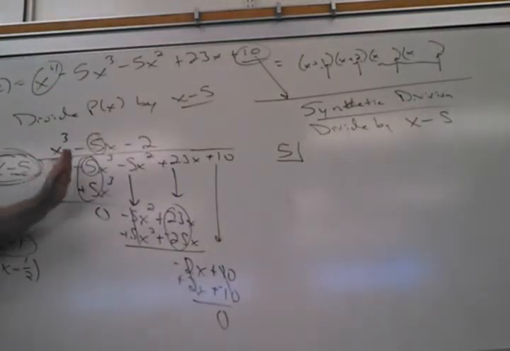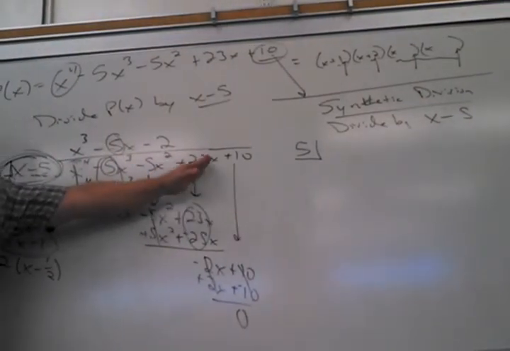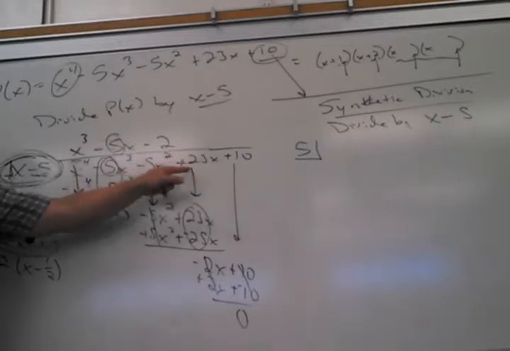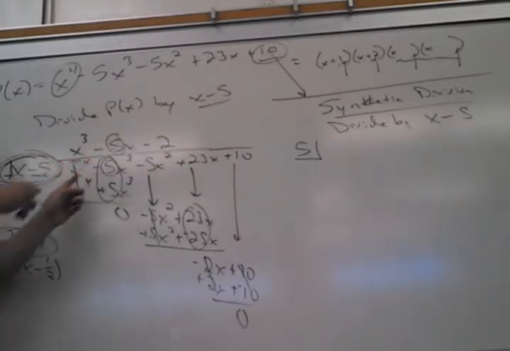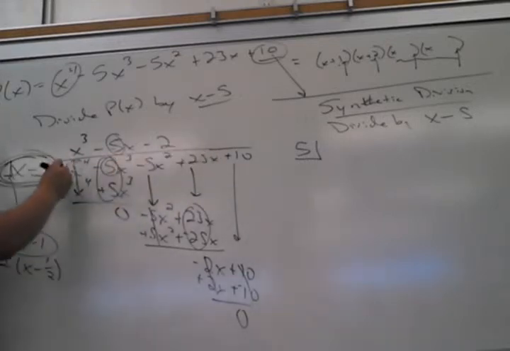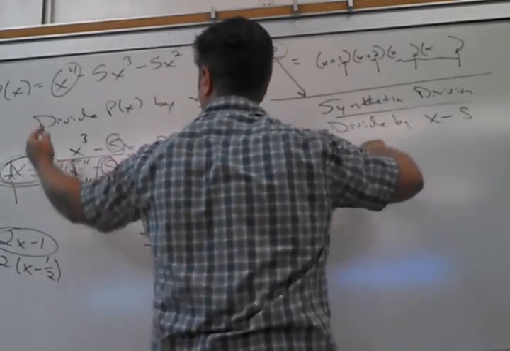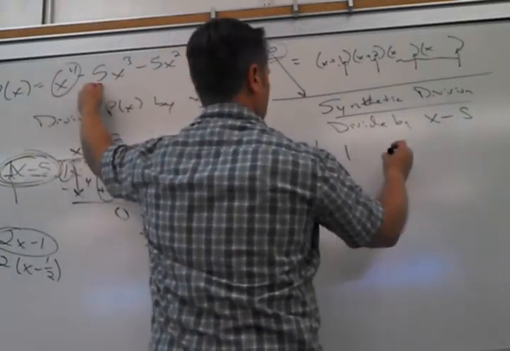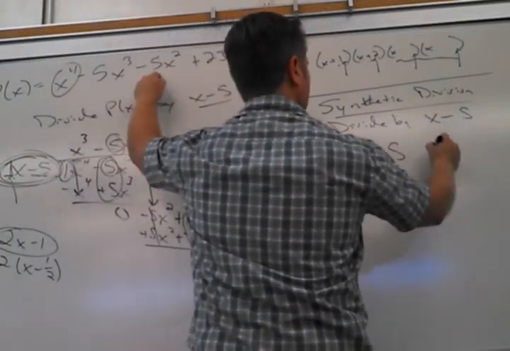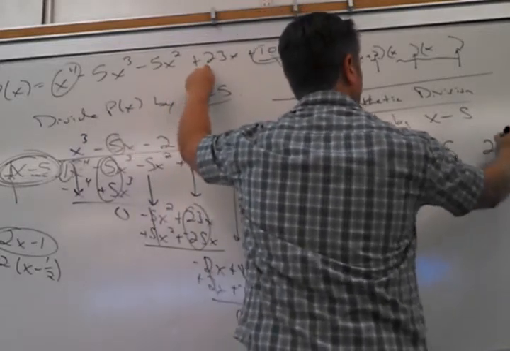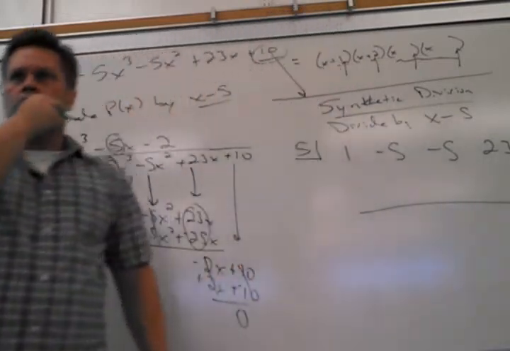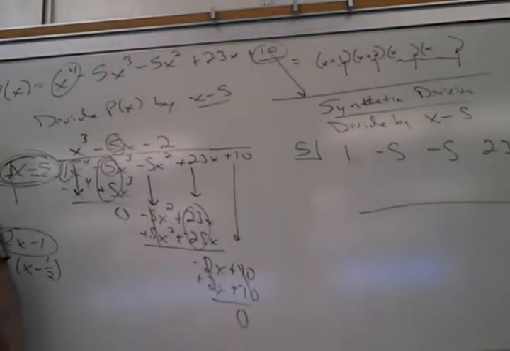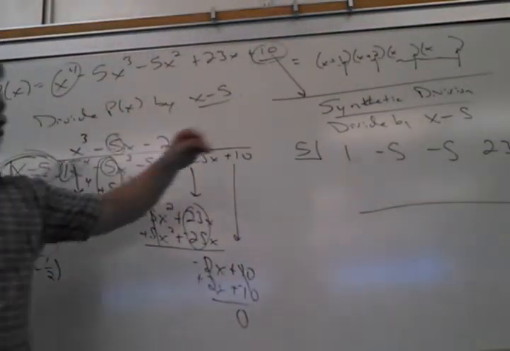Now, as long as this is in order and isn't missing anything, and if it was missing something, there would be a 0 there, right? As long as this is in descending order, what really matters are the numbers, the coefficients. So write down the numbers. It'll be 1, -5, -5, 23, 10. Okay, how are we doing so far? Good.